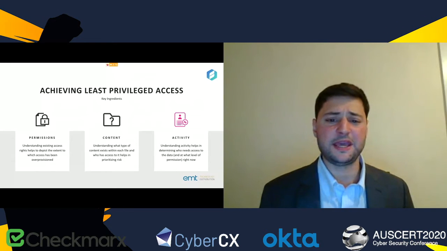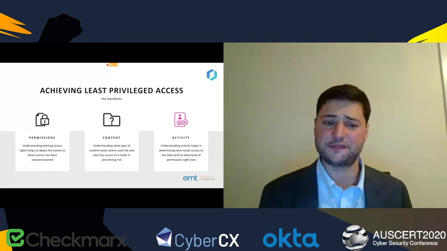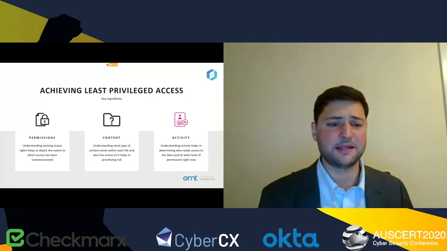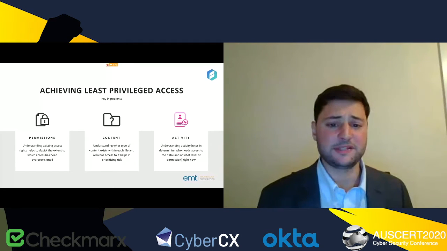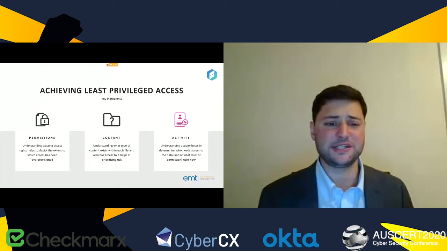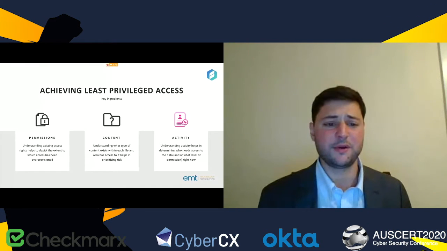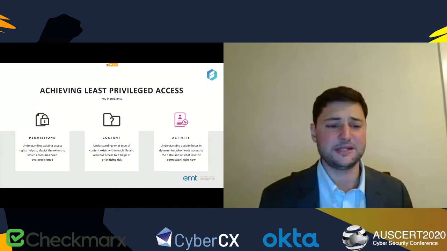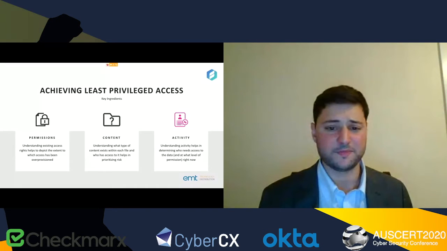So there are three key ingredients to doing this successfully. First is permissions. Understanding existing access rights is really step one of knowing what's over-provisioned. And there are a lot of components to existing access rights, as I alluded to earlier, but everything from what's on those ACLs to nesting conditions inside of those groups and so forth.